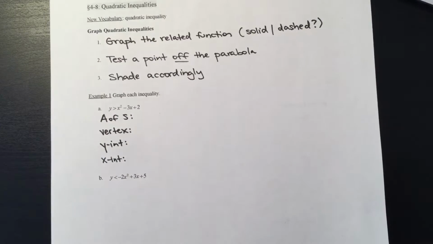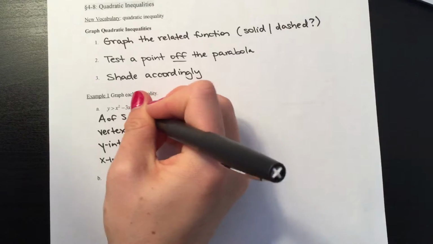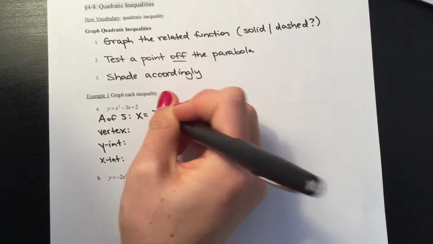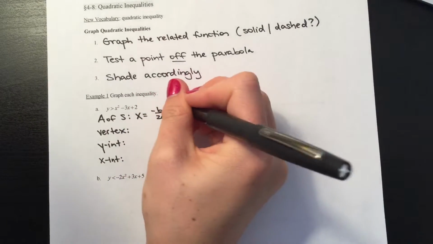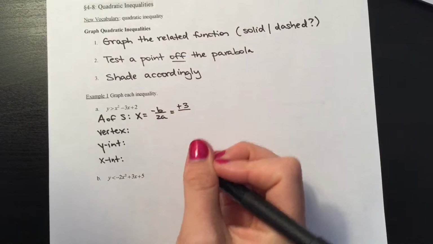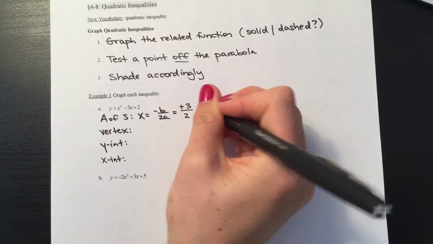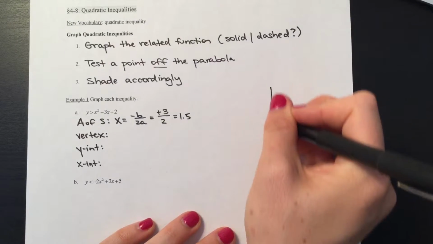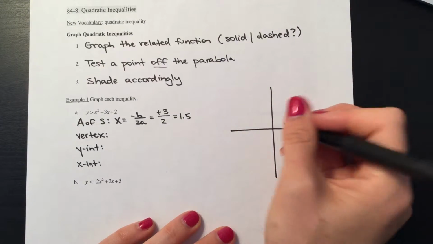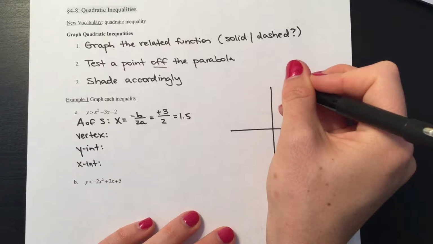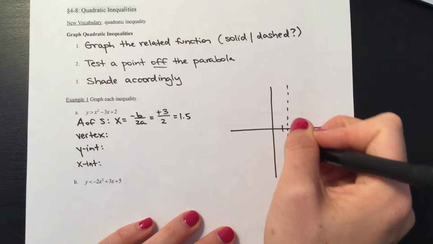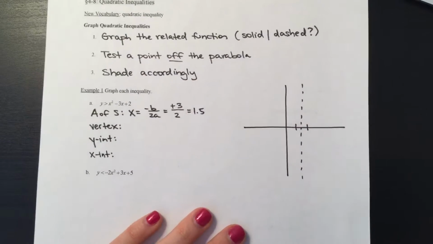All right, so axis of symmetry. We follow our formula, negative b over 2a. So negative negative 3, and then over 2 times 1. So our axis of symmetry is 1.5. So let's start with that. So 1, 2, so 1.5. It's halfway in between like that.